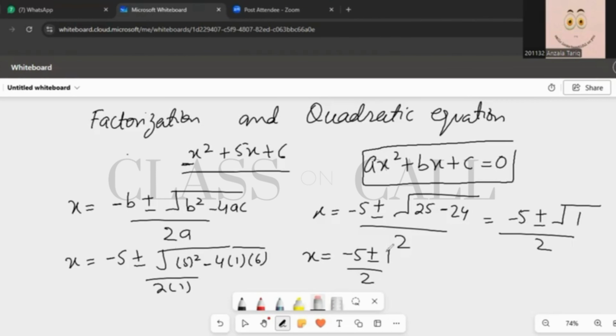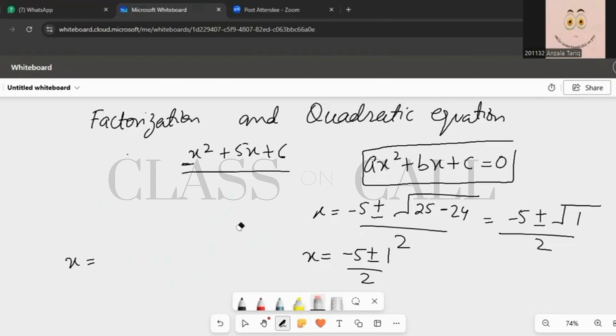Now we will solve this first with the positive sign and then with the negative sign. Basically the quadratic formula gives us two equations to solve, one with the positive sign and the other with the negative sign. In one we get x is equal to minus 5 plus 1 by 2, and in the second x is equal to minus 5 minus 1 by 2. So x is equal to minus 5 plus 1, which is minus 4, divided by 2, and we get x is equal to minus 2.